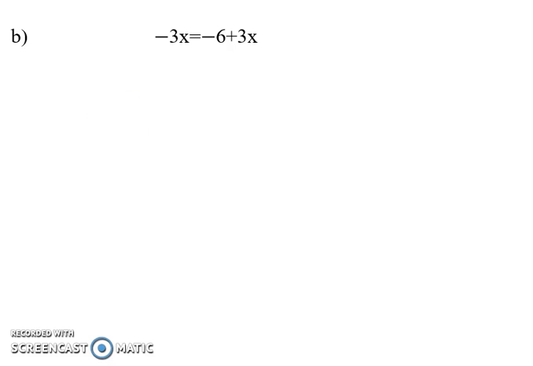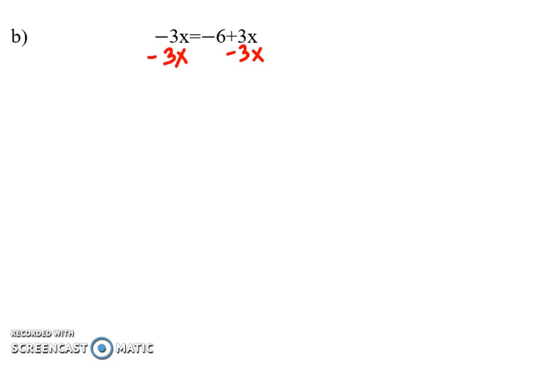Here, I have this negative 3x equals negative 6 plus 3x. And I can go several ways here. It's just a matter of what I want to do. I'm going to get all of my x's onto the left-hand side. So I look and say, I have plus 3x, so I'm going to subtract 3x.